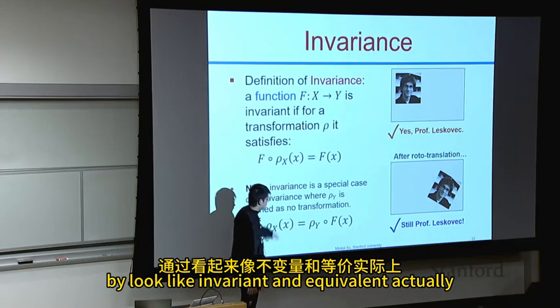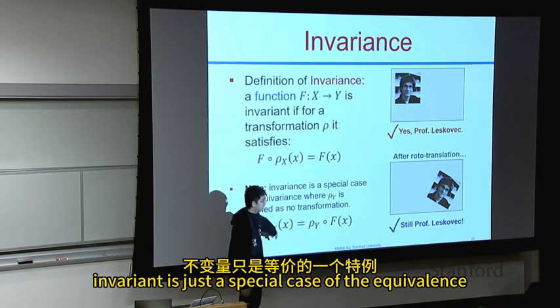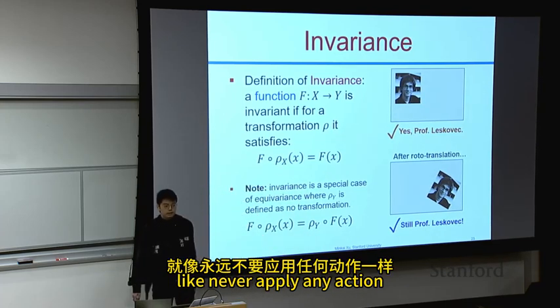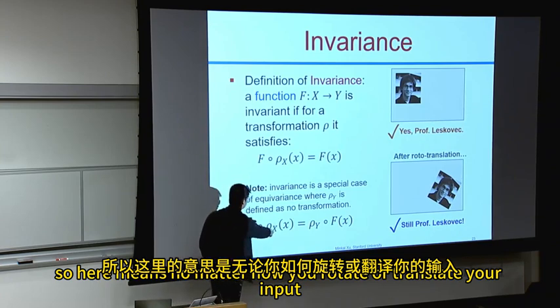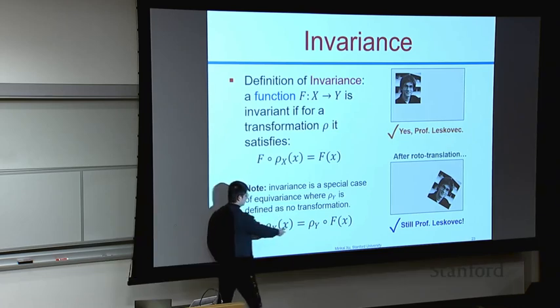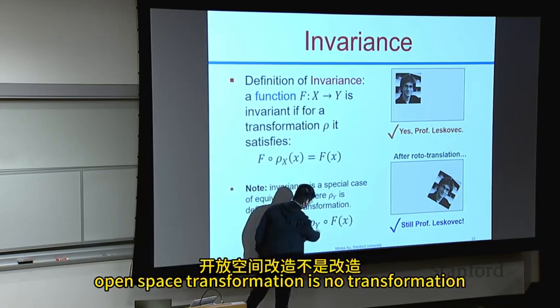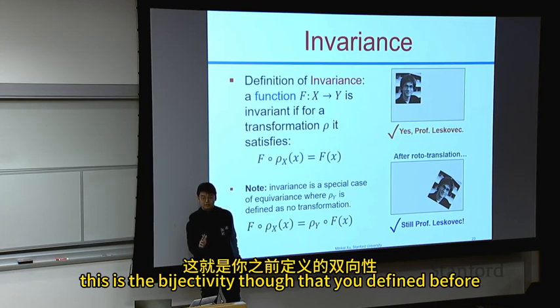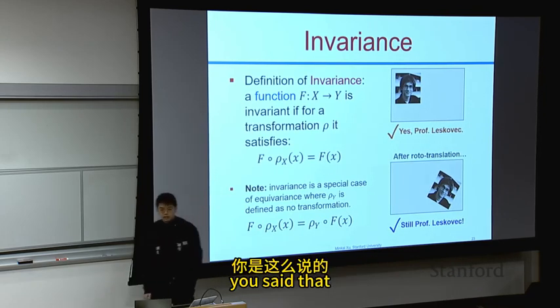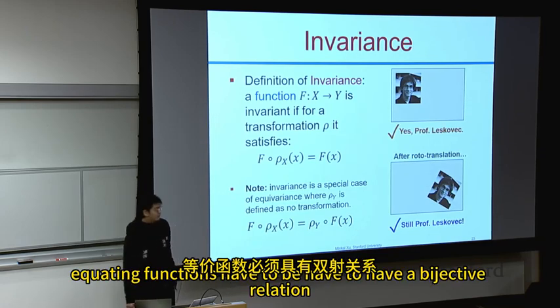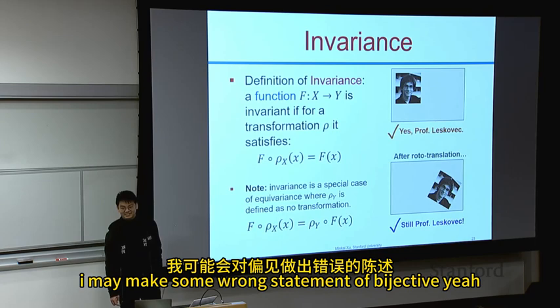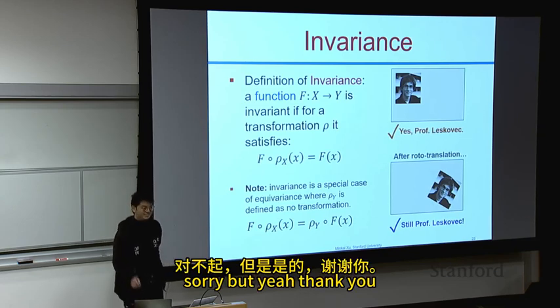Actually, invariant is just a special case of the equivariance, which means rho y is defined as never applying any action. So no matter how you rotate or translate your input, the output space transformation is no transformation. Sorry? This is the bijectivity, though, that you defined before. You said that equivariant functions have to have a bijective relation between rho x and rho y. Yes. Indeed, I realize I may have made a wrong statement about bijective. Yeah, sorry. But yeah, thank you.